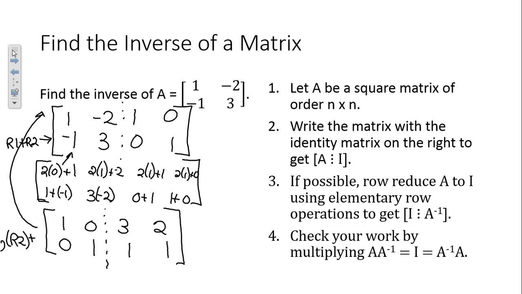Now we have the identity matrix on the left-hand side. This is the inverse. So this was A, that means that this will be A inverse. For your answer, you write out a new matrix that has 3, 2, 1, 1. And then you check yourself to make sure you found it. To check yourself, you want to make sure that when I multiply A times A inverse, I get the identity.